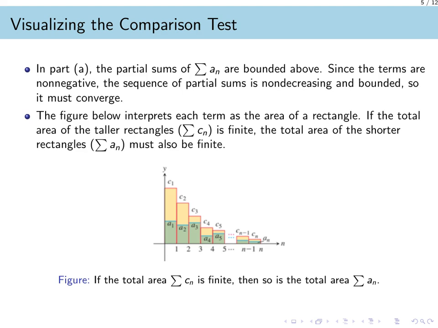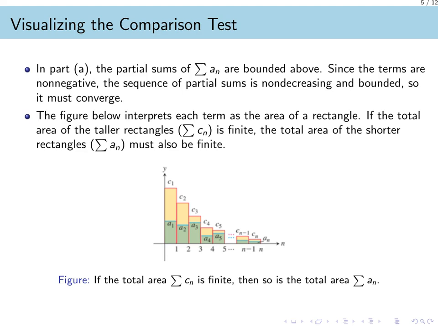The sum of a series is then the total area of all its corresponding rectangles. Now suppose we know that the larger series, c sub n, converges. This means the total area of all the taller rectangles adds up to a single finite number. Since each rectangle for a sub n is shorter than its counterpart for c sub n, the total area for the series a sub n must be less than the total area for the series c sub n. It is impossible for the sum of the areas of the shorter rectangles to be infinite if they are all contained within a finite total area.